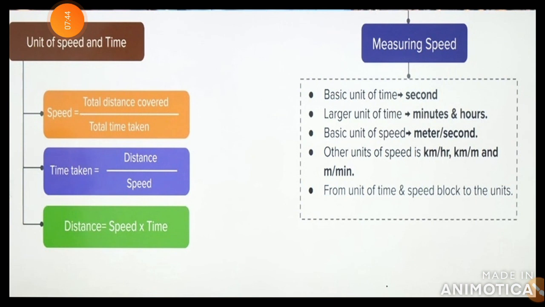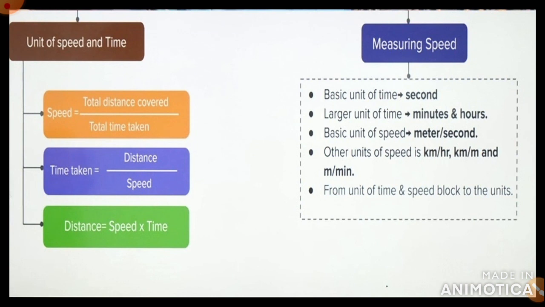So here we have to learn the units of speed and time, measuring speed. I already told you the three variations of the speed and time formula. Speed is equal to the total distance covered by time taken. Time taken is equal to distance by speed. Distance is equal to speed into time. I also said the basic unit of time is second, the larger units of time are minutes and hours, and the basic unit of speed is meter per second. Other larger units are kilometer per hour and meter per minute. These are the units for measuring speed.